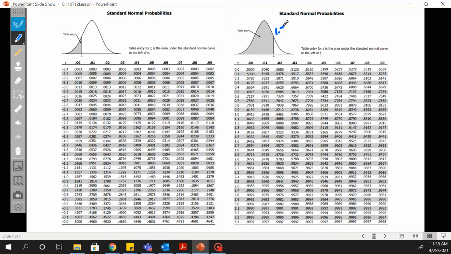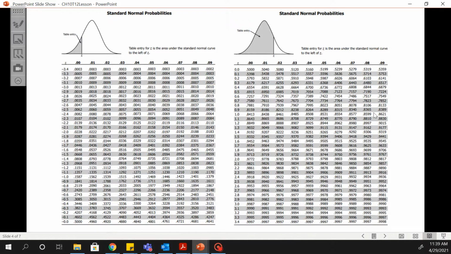What if it was like positive 1.5? It was on the other side. Well, then this shaded area would have 0.9332, or 93.32% of the data would be in that shaded area. Okay, so we can use this to very quickly calculate certain values or certain probabilities based on a particular z-score.